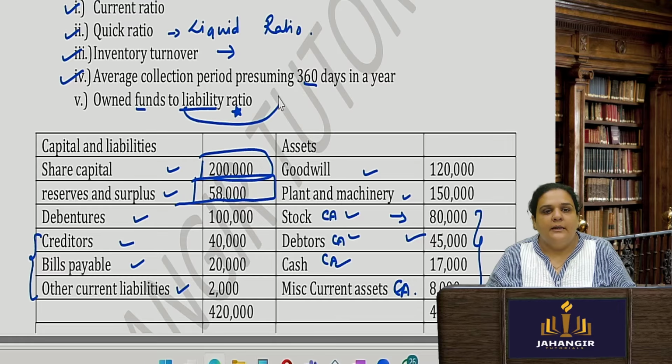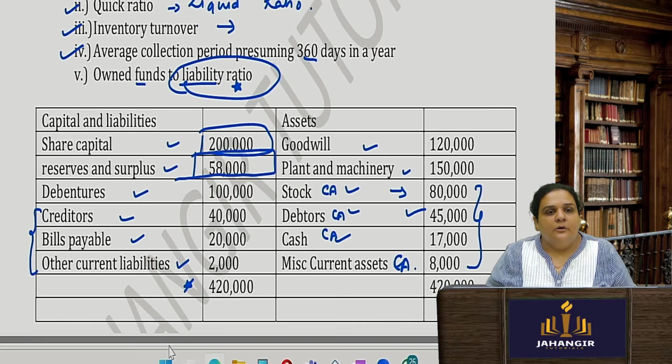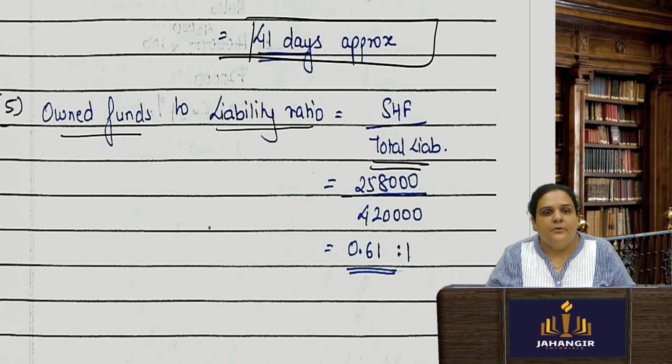Okay, total liability side I have taken, which is 4,20,000. Whatever you are doing, if you are doing own funds to liability, it means you are just taking these balance sheet liabilities. Okay, where debentures, creditors, bills payable, other current liabilities, only this you are taking. Whatever you are doing, see to it that you write a note to it.